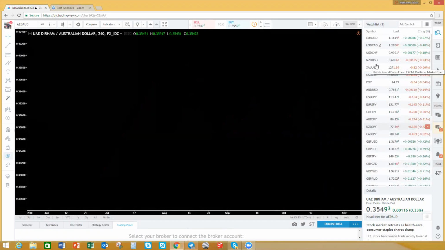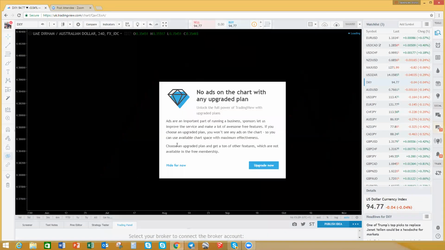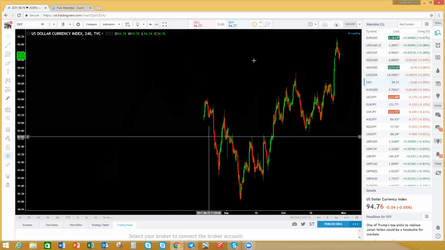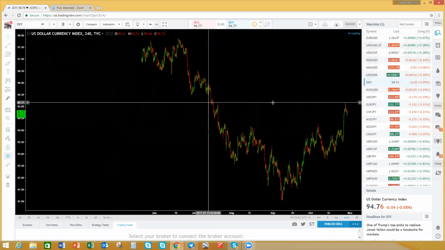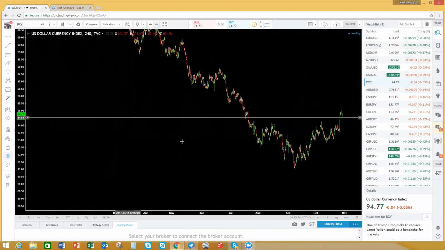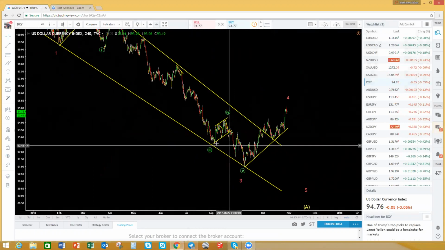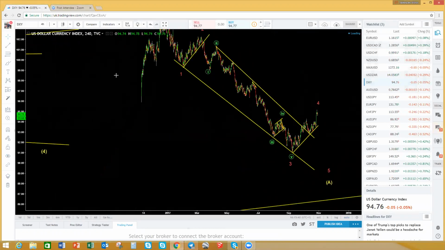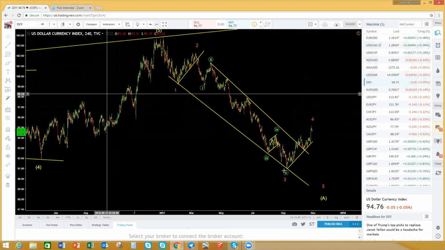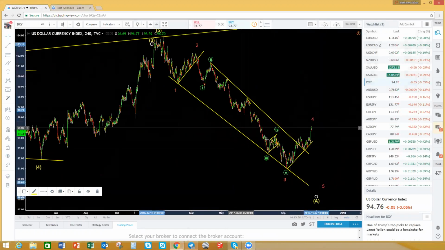We'll start with the dollar index. Remember all those corrections. We're going to be talking about them a lot when we start talking about the market, when we do market analysis. All right, so this is the DXY. Let's put up the labeling. So the DXY has broken up out of this channel, which I was still thinking was going to be a wave A.